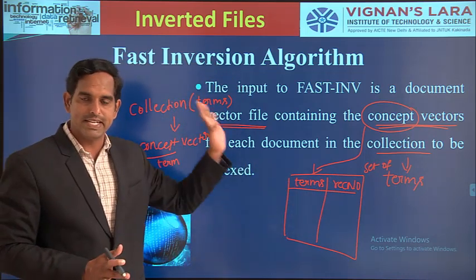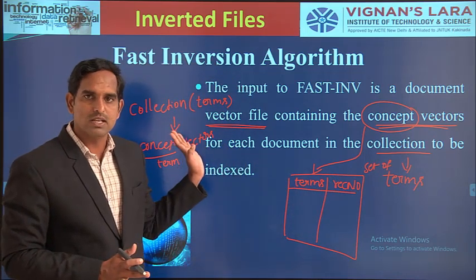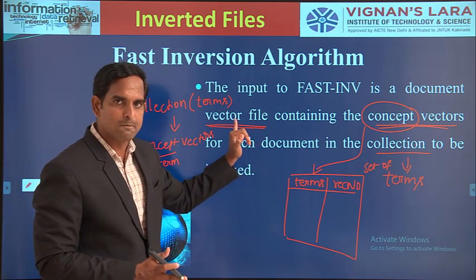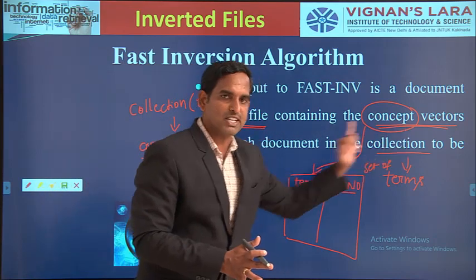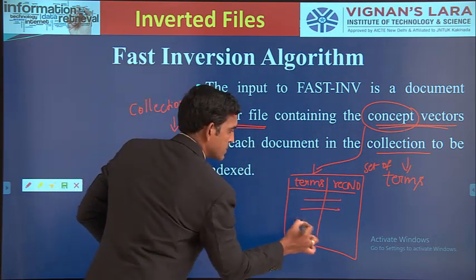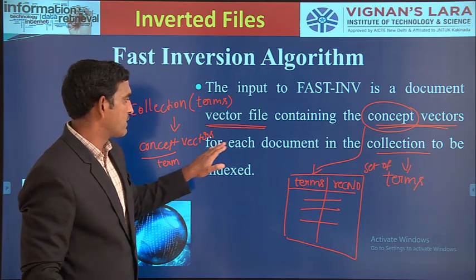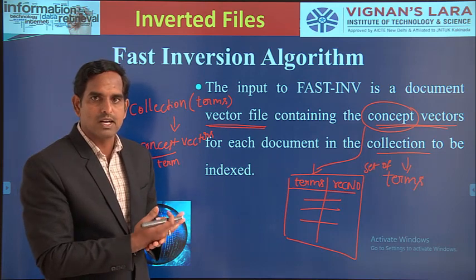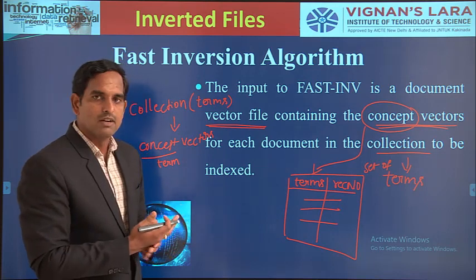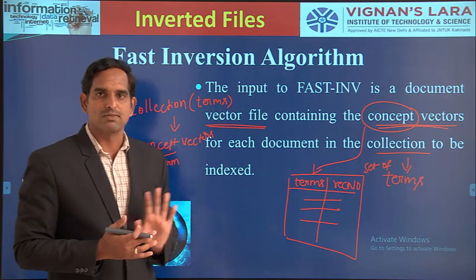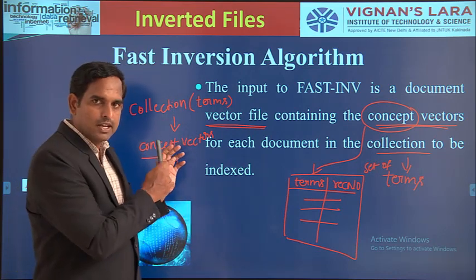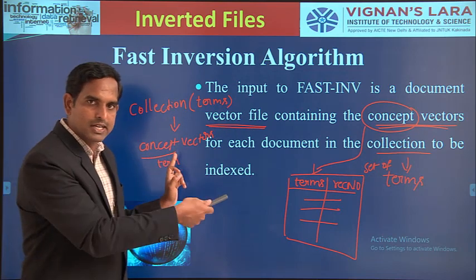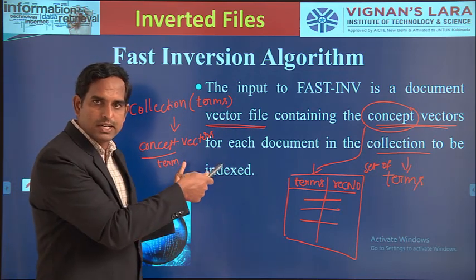Where you created an initial file in the previous two methods, in a similar manner we will be creating something called a document vector file, which is containing concept vectors. Concept vectors are like your terms, terms and document numbers. For each document, that is, in a particular document, how many concepts or terms are present from the collection of your particular terms. So we'll be having a concept vector file containing the concepts present in that particular document and what the particular terms are.